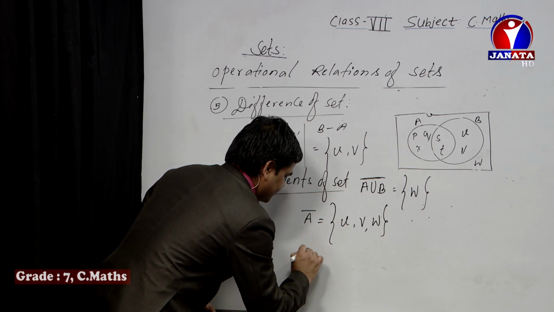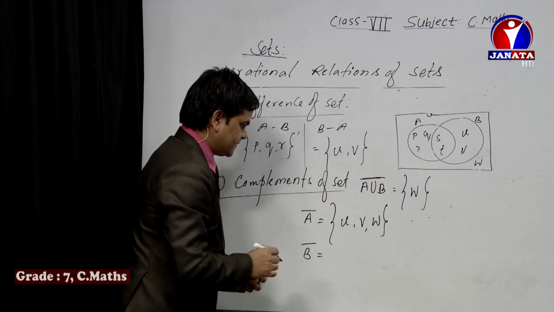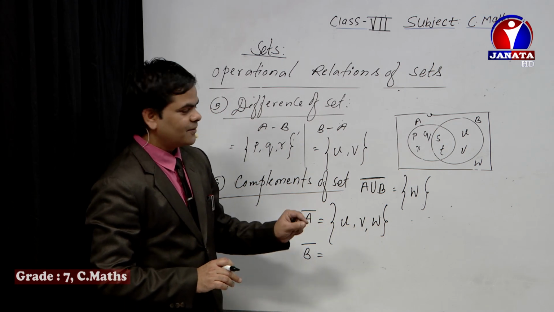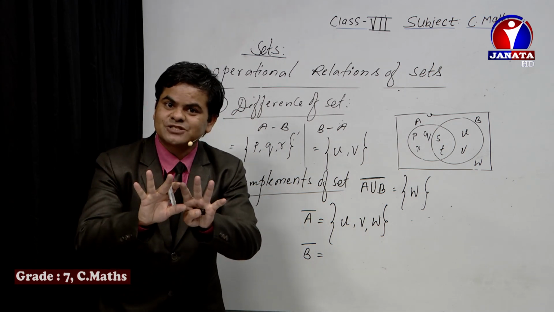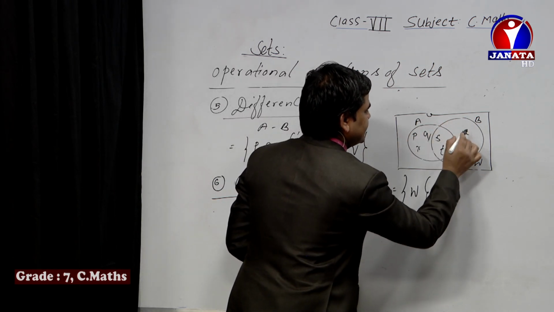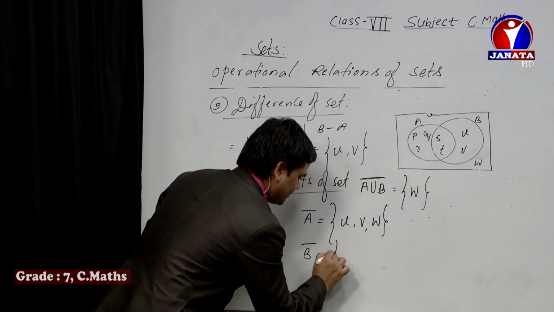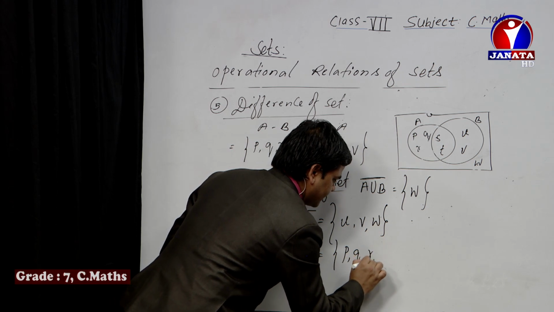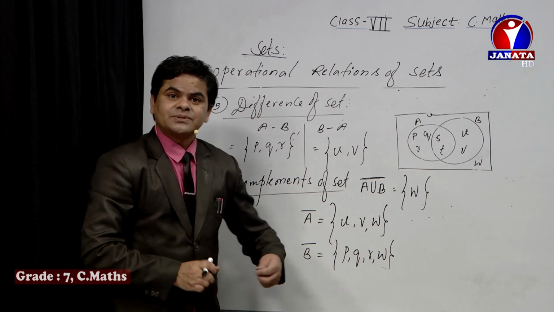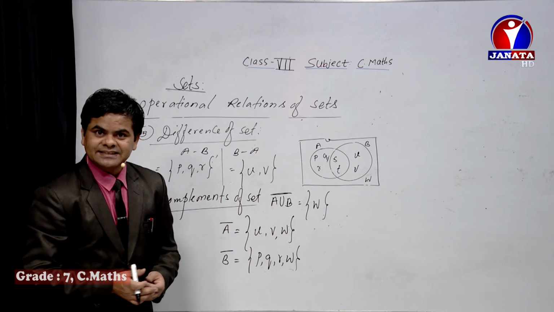Similarly, if you have to find B complement, can you find it, dear students? B complement: hide those elements which are contained in set B. Hide these elements S, T, U, V. Then what remains? P, Q, R, and W. So here will be P, Q, R, W. Okay, dear students, these are the contents of today. On the next day, you will be getting more information regarding sets.